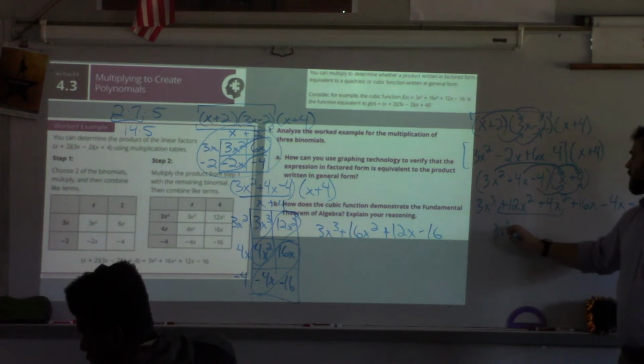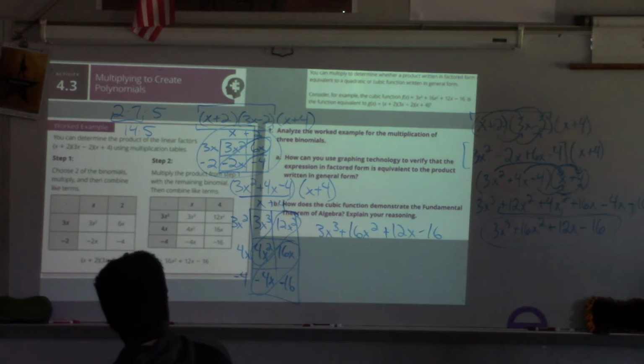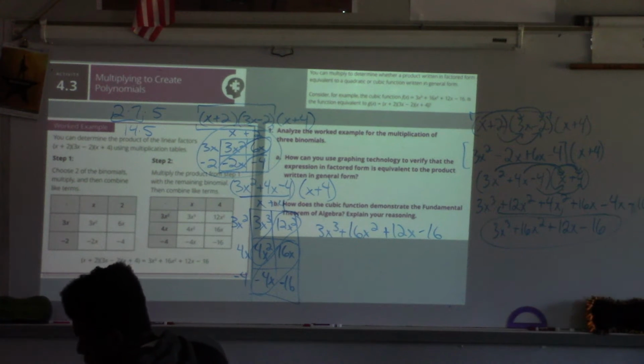Same answer or different answers? Same exact answers, right? So does it matter which one you use? So which one do you need to use? The one you feel more comfortable with. I don't care. You just need to get the right answer.